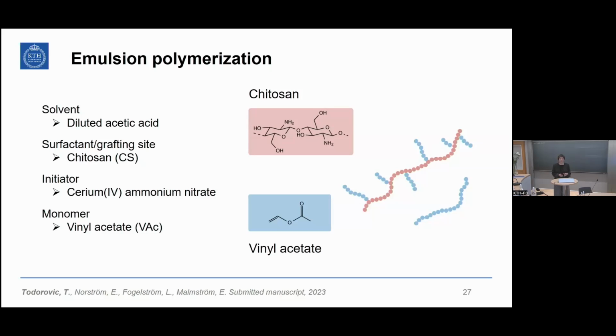We used Chitosan as a surfactant, but also as a grafting site. The initiator that we used, cerium ammonium nitrate, can form radicals along the Chitosan chain, and then polymerization of vinyl acetate will continue from that point. So polyvinyl acetate chains will be attached, grafted to Chitosan. Also, there could be some homopolymer of polyvinyl acetate present in the final mixture, so polymerized vinyl acetate that is not grafted to Chitosan.